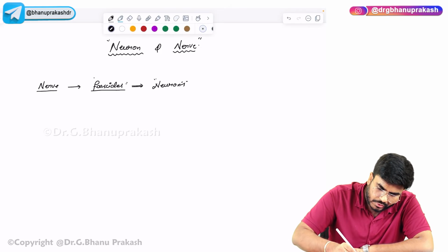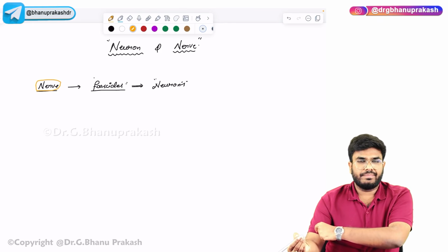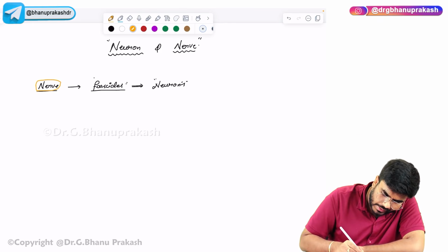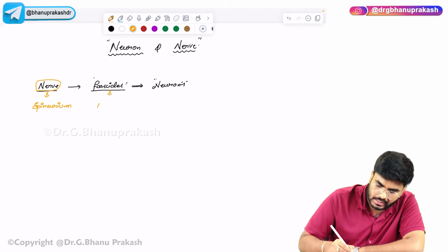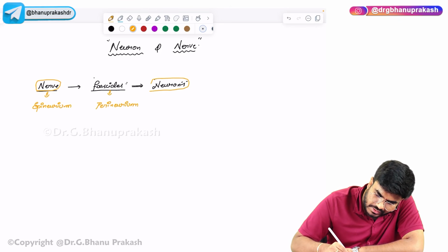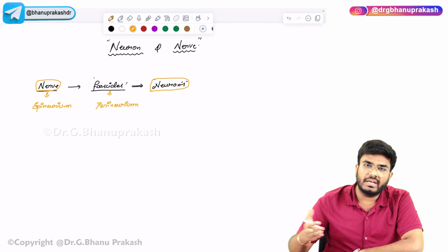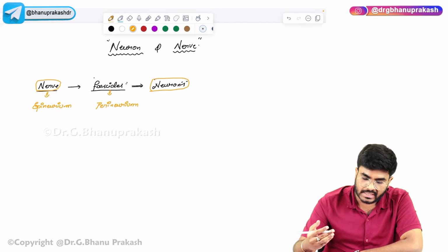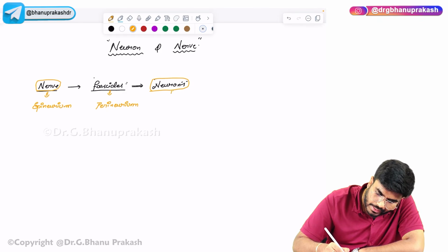Now, coverings. I want you to know the coverings. The complete nerve, if you take one nerve, is covered by epineurium. The fascicles are covered by perineurium. And the individual neurons, the axons of the individual neurons, are covered by endoneurium. There are hundreds and hundreds of neurons present in one nerve.